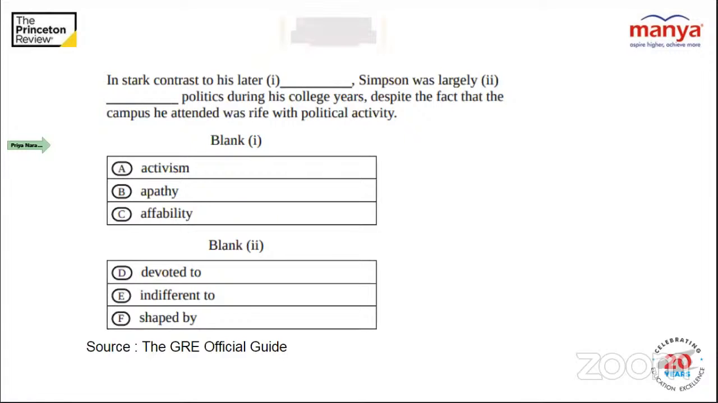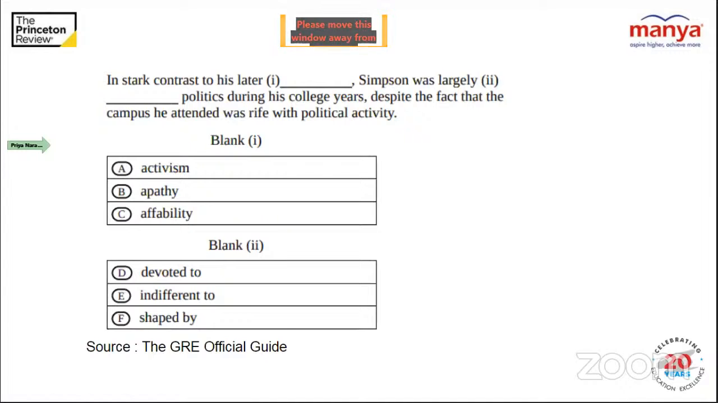So this is a double blank text completion, right? In this case, we have to choose one answer per blank. I want all of you to try this question and give me an answer.